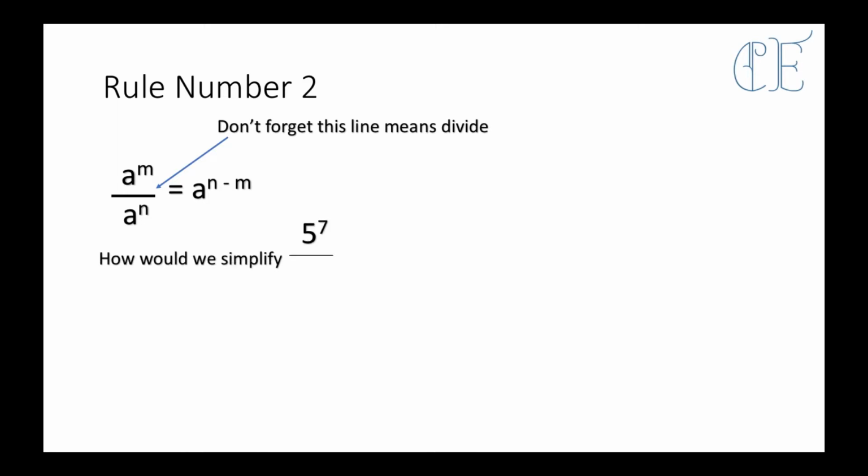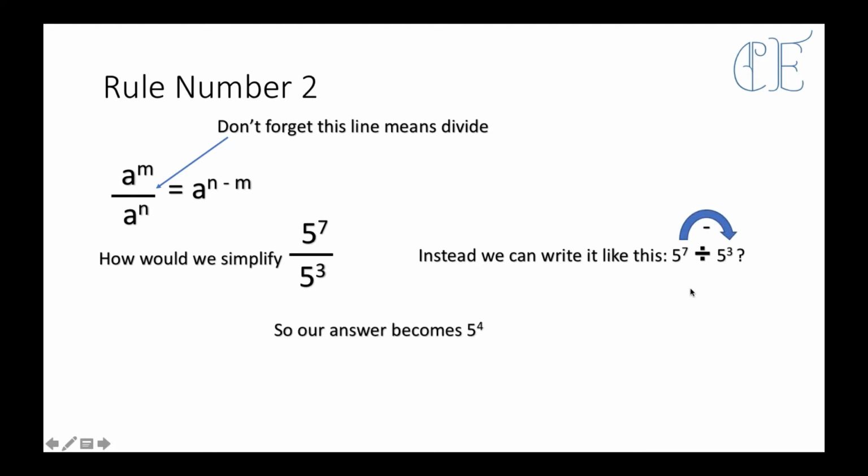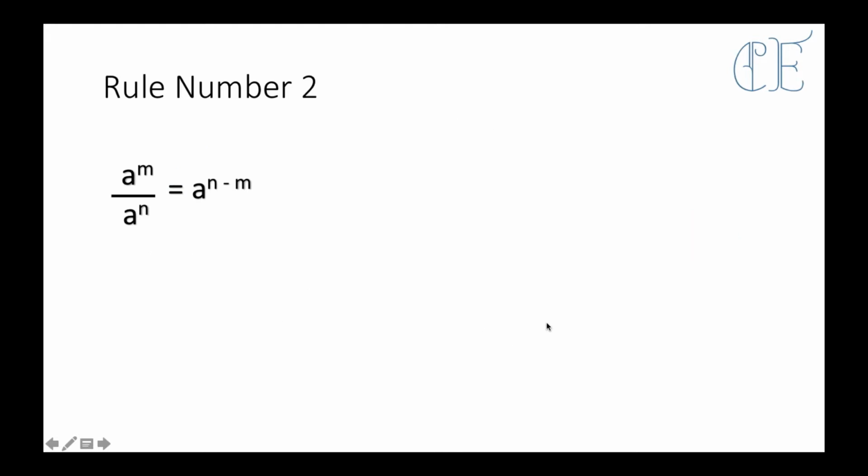So how would we simplify 5 to the power of 7 over 5 to the power of 3? So all you're going to need to do, we could write it like this if it makes more sense. Okay, you can put the divide sign in, and then you're just going to take away those powers. So it would end up with 5 to the power of 4. Okay, 7, take away 3 is 4, and 5 stays the same. Okay, let's do another one.